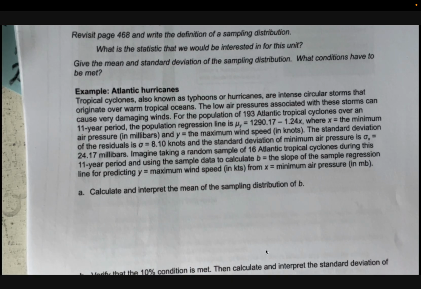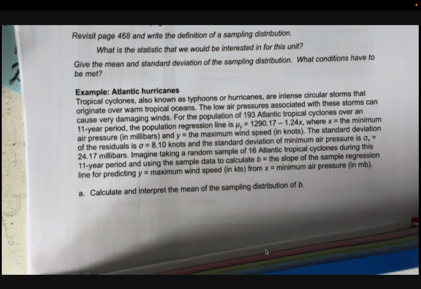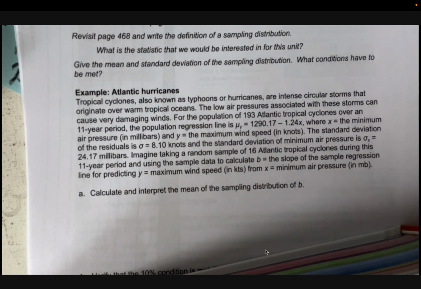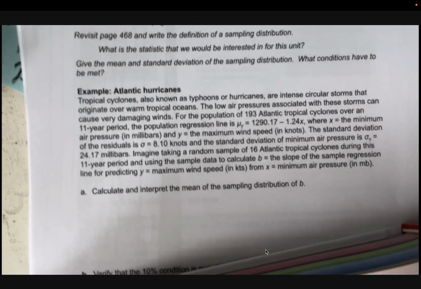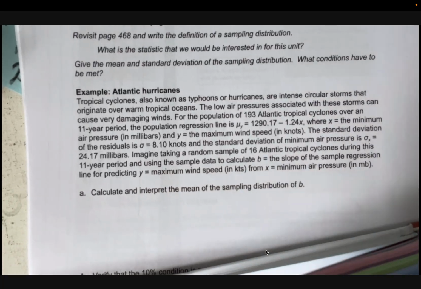And the standard deviation of the minimum air pressure, again, just the X, is that. Imagine taking a random sample of 16 Atlantic tropical cyclones during this 11-year period and using the sample data to calculate b, the slope of the sample regression line for predicting Y, maximum wind speed, from X, minimum air pressure. All right, so we calculate and interpret the mean of the sampling distribution, and then we're going to do it for the standard deviation. I'm literally just using these formulas. They are on the formula sheet, which I do not think I have here at home, but I promise you they are on the formula sheet.